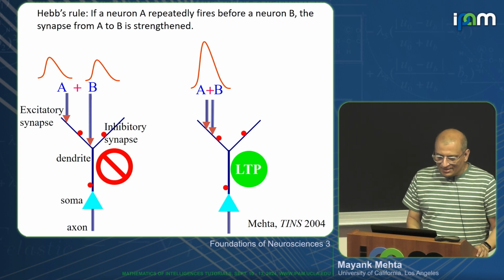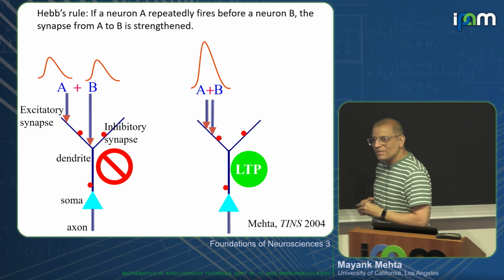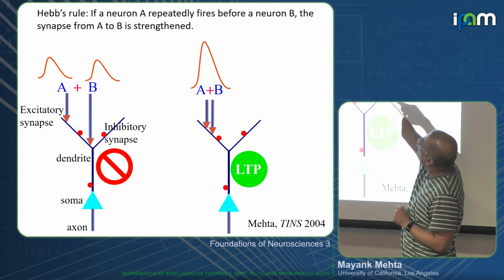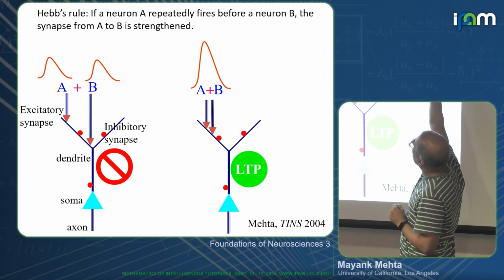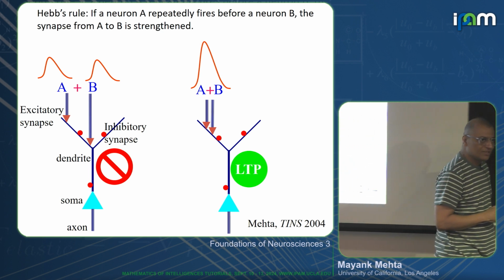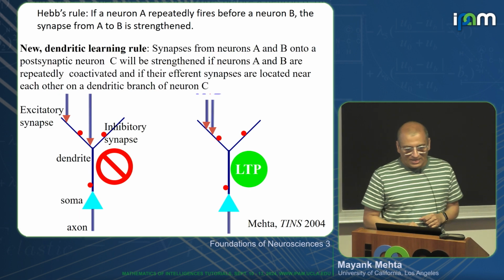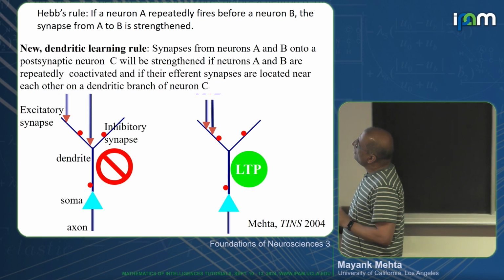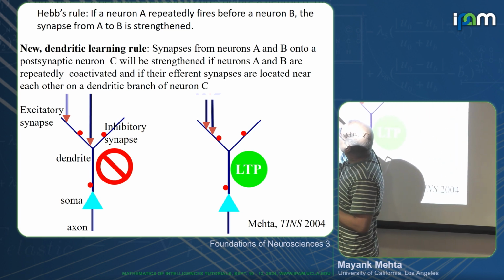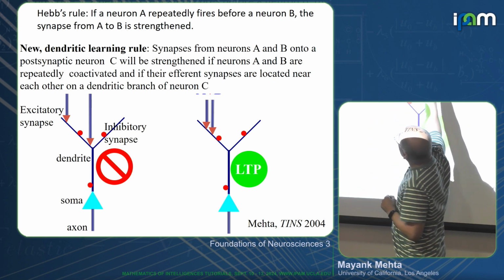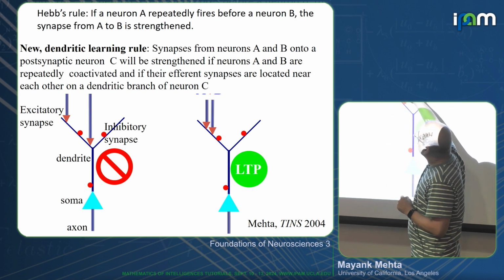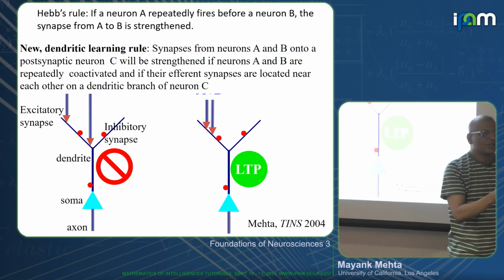So the way I stated this in my ultimate chutzpah, the standard learning rule that we started with is that if neuron A repeatedly fires before neuron B, the synapse from A to B is strengthened. That's the rule that I've been working with. But what the dendrites do is something else. The new learning rule says that synapses from neurons A and B onto a different neuron C will be strengthened if A and B are repeatedly coactivated and if the synapses are located near each other on a dendritic branch. That's an additional constraint.